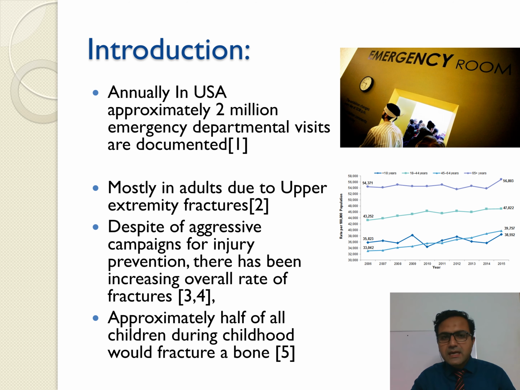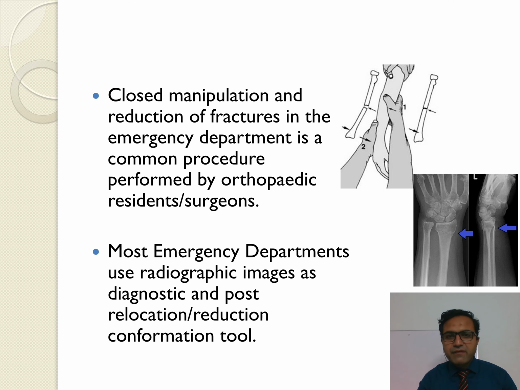Introduction. Annually in the USA, approximately 2 million emergency department visits are documented, mostly in adults due to upper extremity fractures. Despite aggressive campaigns for injury prevention, there has been an increasing overall rate of fractures. Approximately half of all children suffer a bone fracture during childhood. Closed manipulation and reduction of fractures in the emergency department is the commonest procedure performed by orthopedic residents and surgeons. Most emergency departments use radiographic images as a diagnostic and post-reduction confirmation tool.